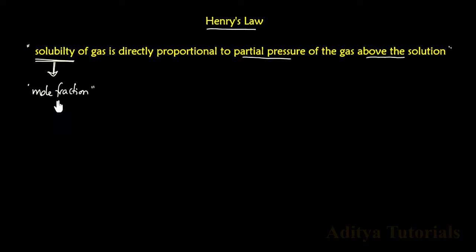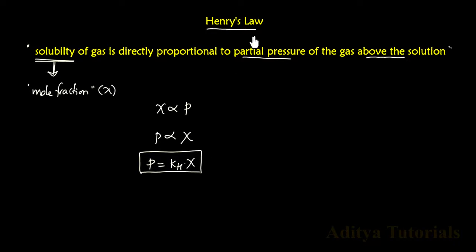So therefore, the mole fraction is given by xi. So xi is equal to, or we take a proportionality constant here. So xi is directly proportional to the partial pressure. And now we can change it: the partial pressure of the gas above the solution is directly proportional to the mole fraction of the gas in the solution. So this can be made equal to: partial pressure is equal to Kh into xi. This equation itself is called Henry's law or Henry's equation, where Kh is a very important term here.